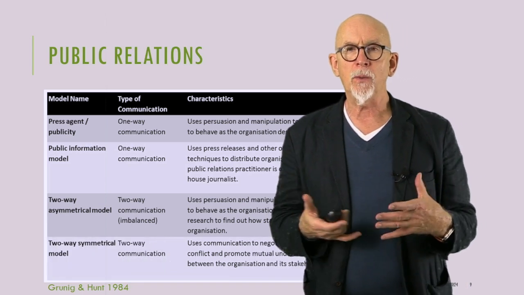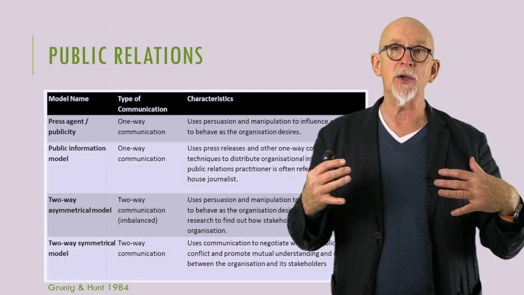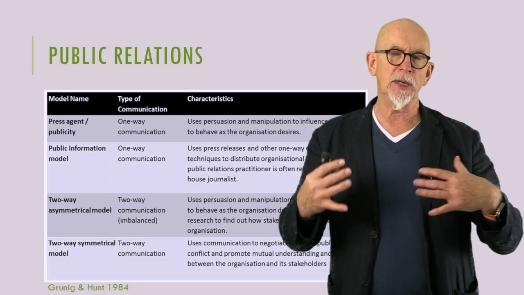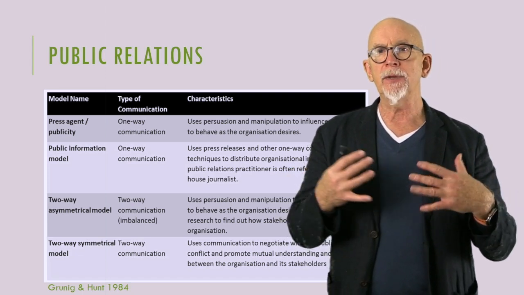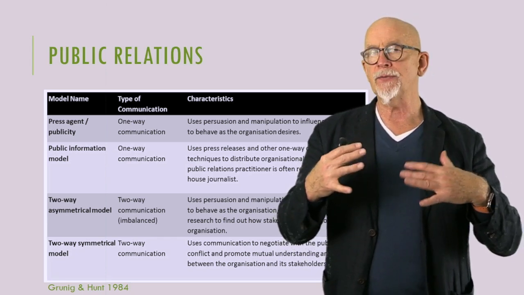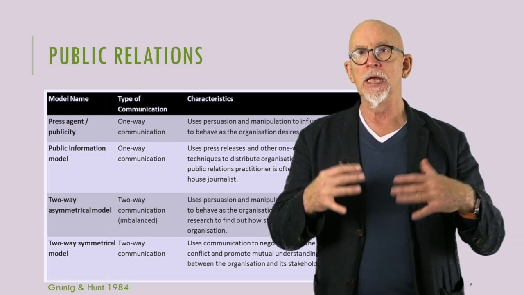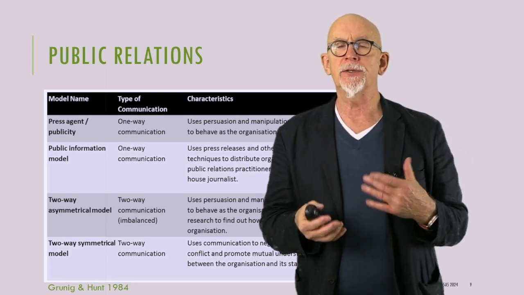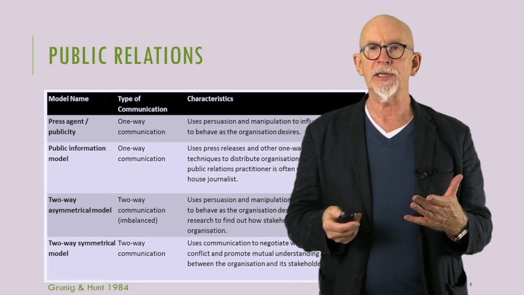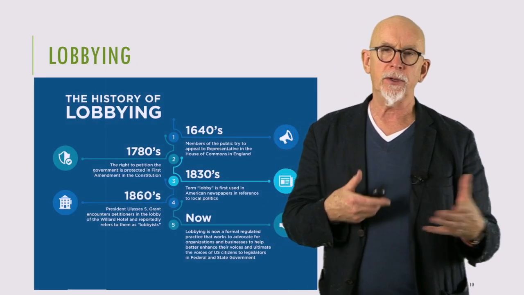And the final one is a two-way symmetrical model where you have two parties who treat each other equally. They listen to each other. They have similar levels of resources. And these are the kind of things one sees in negotiations between unions and employers where the dialogue is fairly evenly balanced and people are respectful of each other's dialogue. So this is the core of public relations. And the tools of public relations, as I've said, are things like press releases and media presentations. In lobbying, you have the history of lobbying here as a graphic you can look at.